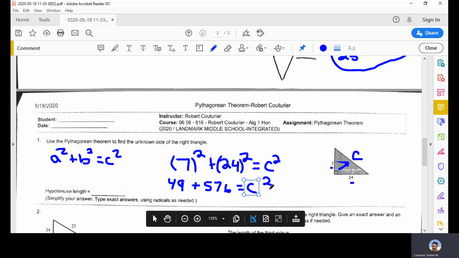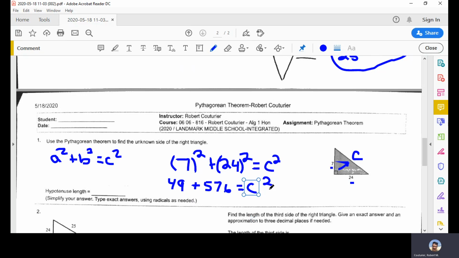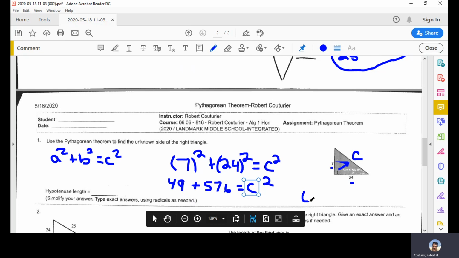All right, so now in your calculator, 576 plus 49 is 625. So 625 equals C squared. Now this is why we had to remember those reciprocal rules. C, we're solving for C. C is not by itself. So how do we get rid of this square? We take the square root of it. And then we take the square root of the other side.